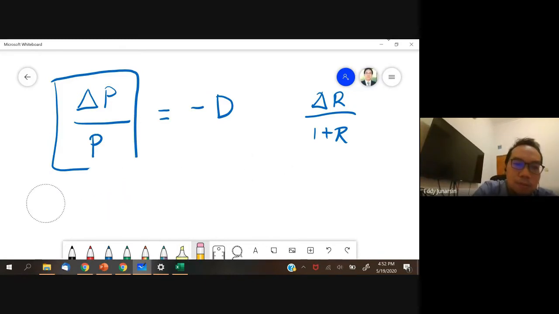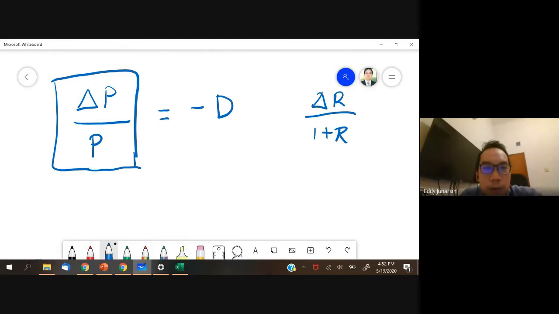Okay, so we could estimate what will happen to the price of an asset, or the price of something, if we know the duration of that asset, and we have made a projection about the change in interest rate relative to the original interest rate. Okay, so let's see an example maybe.